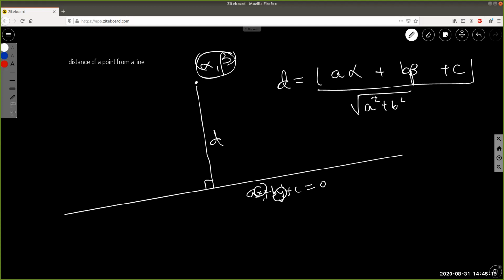This is very simple. First, write the line in this form: ax plus by plus c is equal to 0, and then write the point alpha beta. The distance d is the mod of a times alpha, plus b times beta, plus c, divided by the square root of a square plus b square. Keep in mind, this is not alpha square plus beta square. This is a square plus b square.